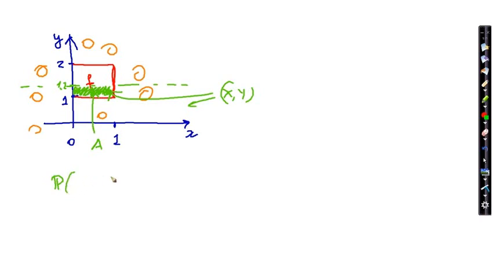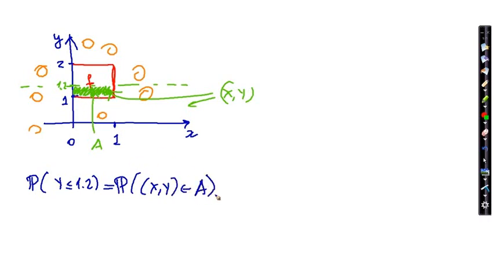let me write, maybe erase this and write in blue. So I'm calculating the probability that y is less or equal than 1.2. This is the same as the probability that xy is in this region A, the rectangle A, and this is exactly the integral over A of f(x,y) dx dy.